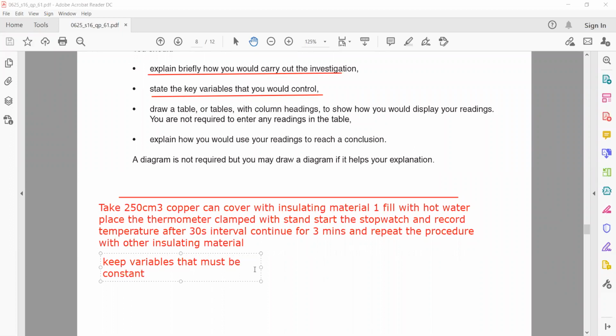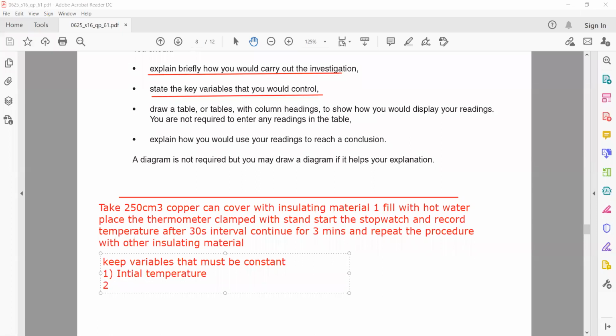So the key variables that must be constant or controlled. Number one, the initial temperature, the starting temperature. The final temperature depends on the insulating material. And the time, I guess.